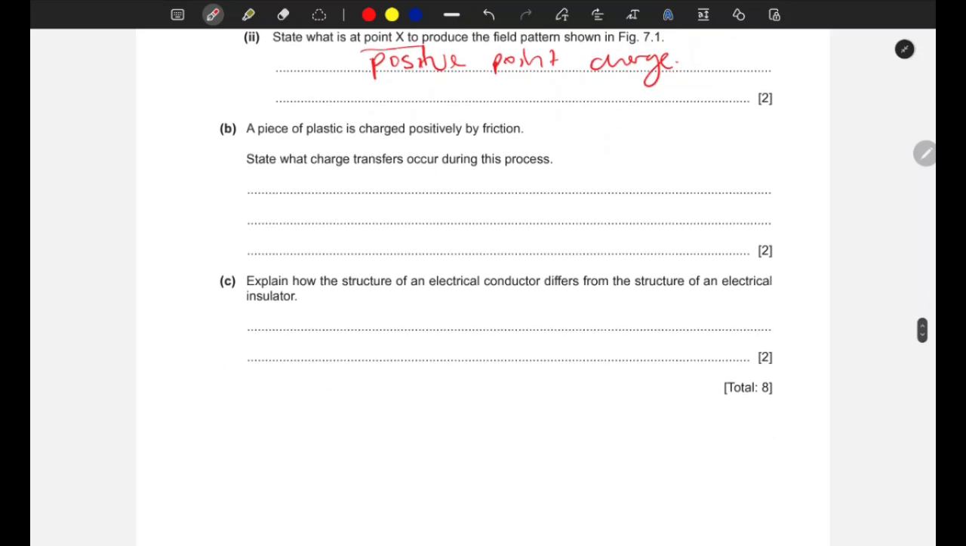Part B. A piece of plastic is charged positively by friction. State what charge transfer occurs during this process. We know that positive charges do not move, it's only electrons or negative charge. So we say electrons. And since the plastic is charged positively, electrons are removed from the plastic.